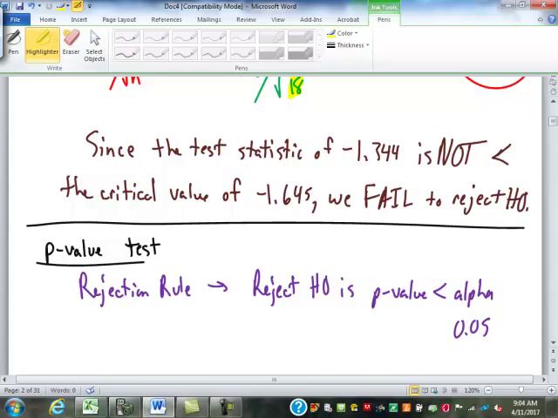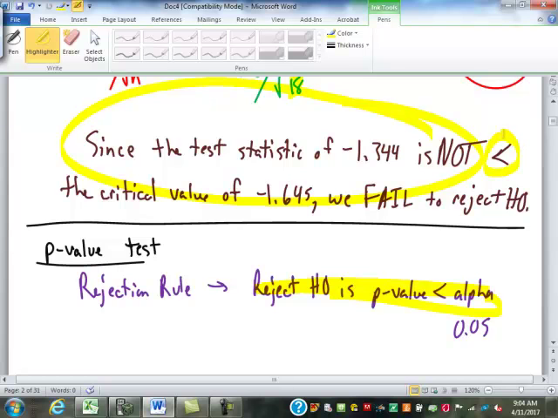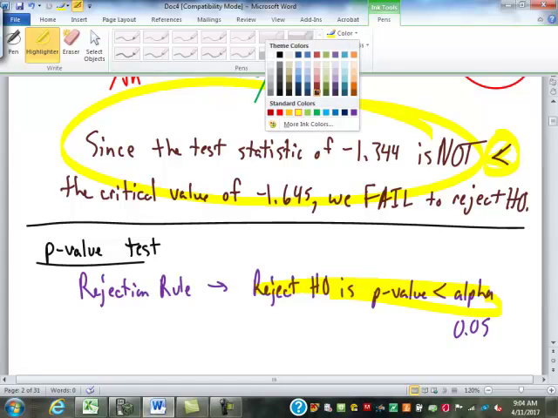Now, for a p-value test, it's always this way. You always reject if the p-value is less than alpha. That's always your rejection rule. For the critical value, like we did up here, your rejection rule depends on the alternative hypothesis. This was less than here because the alternative hypothesis was less than. So anyway, how do we find the p-value?